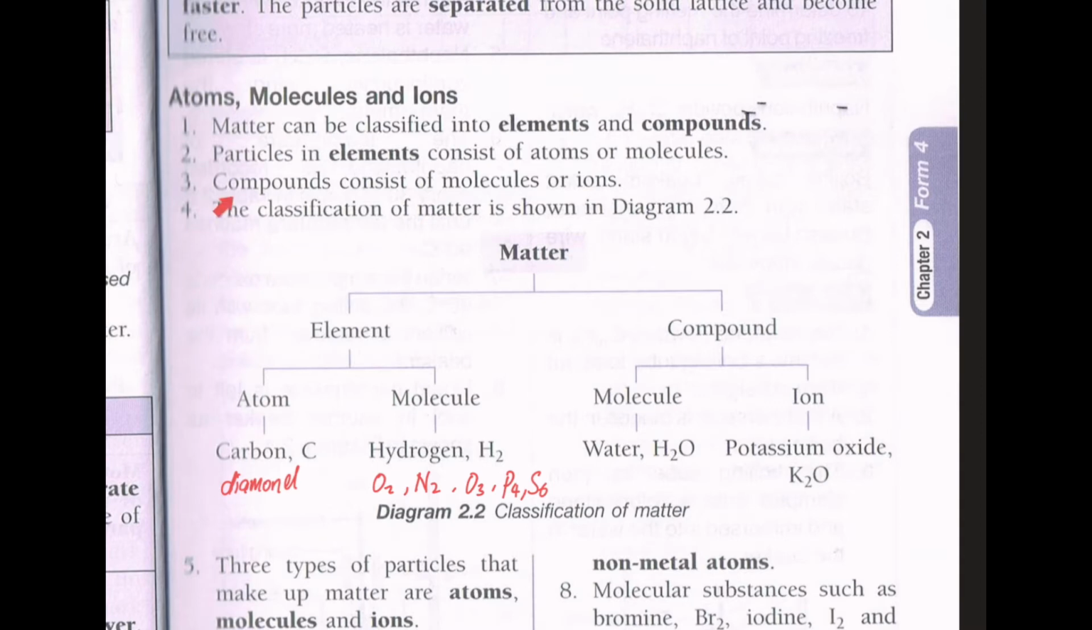Now let's see number 3. Compounds consist of molecules or ions. Molecule means there is more than one element. When they join up, they are not forming ions. The process of joining up hydrogen and oxygen does not involve the formation of ions. Of course, in detail, you may see it later. Temporarily, I can put it this way: molecule means no charge. Ions, you can see their charge. What kind of charge can we see?